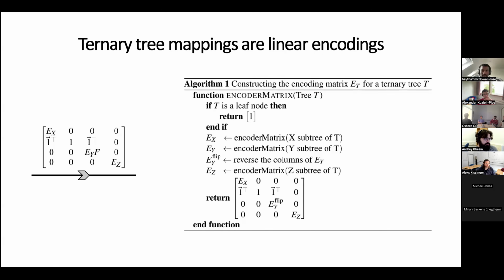How are we doing for time? Okay, 49. I've been going for quite a while then, 45 minutes. Let's wrap this up; let's quickly talk a bit about linear encodings. Does anyone have any questions about ternary trees? Anyone at all?